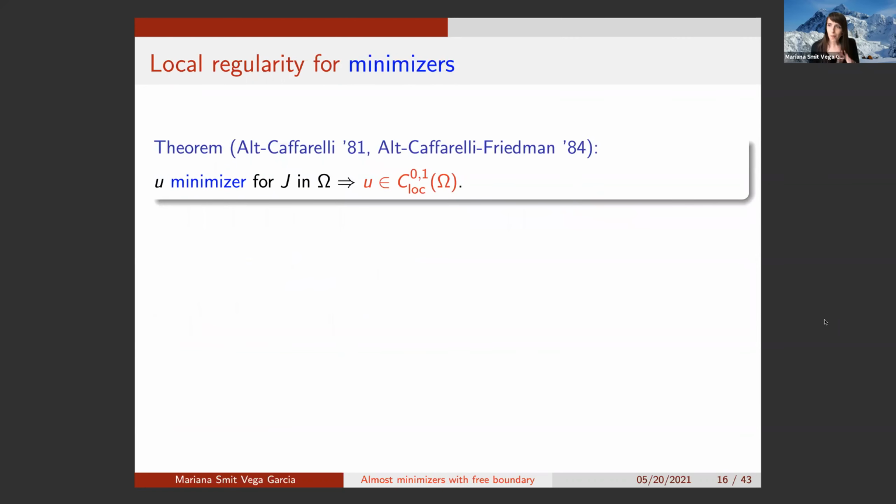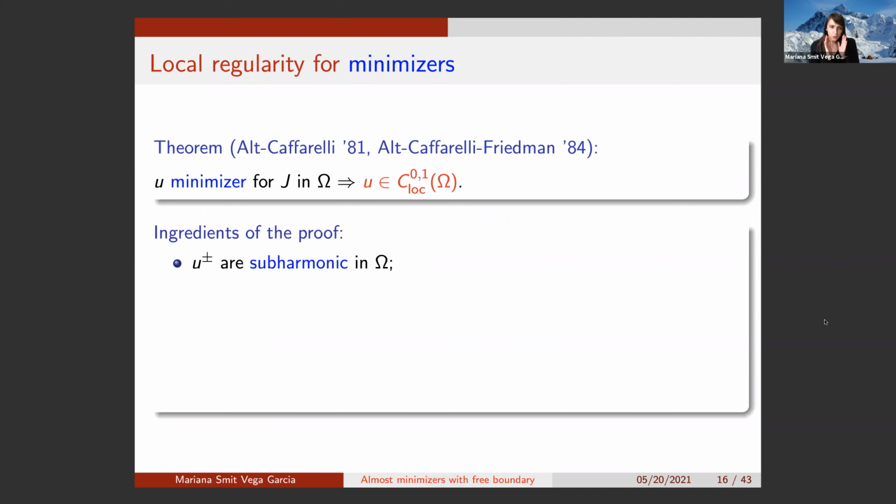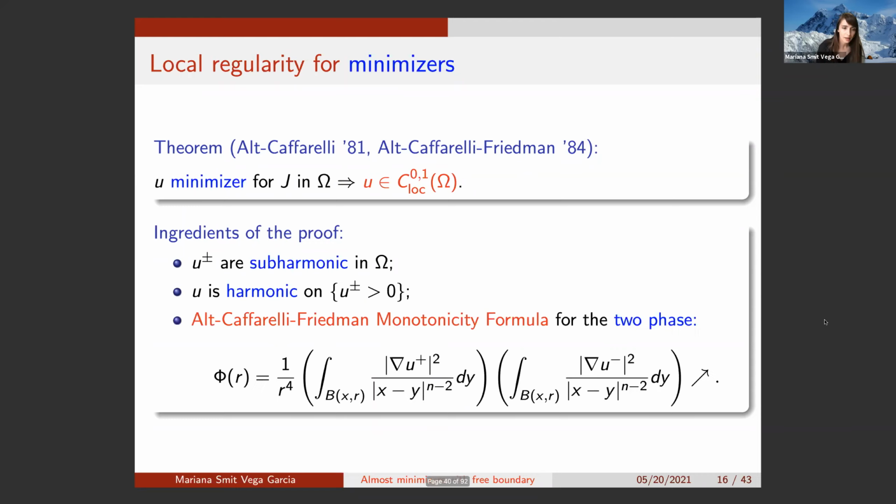Okay, however, if we go back to the minimizers, thinking about Alt-Caffarelli and Alt-Caffarelli-Friedman, we knew that minimizers were locally Lipschitz. So this is what we want out of the almost minimizers. And if we remember the proof of Alt-Caffarelli-Friedman, the ingredients of this proof of the Lipschitz regularity included the subharmonicity of u plus and minus, which we do not have. They also included the fact, very important in the proof, that u is harmonic in the positivity and negativity phase, which we also do not have.